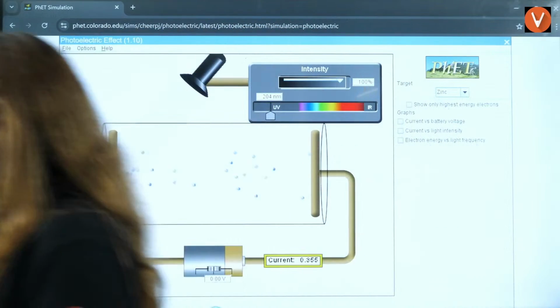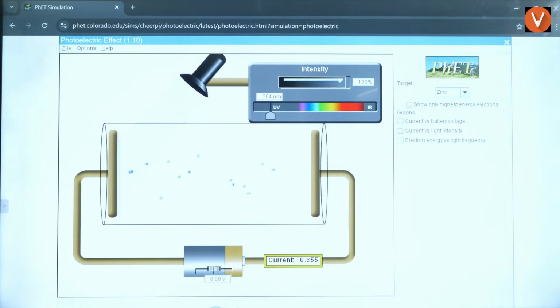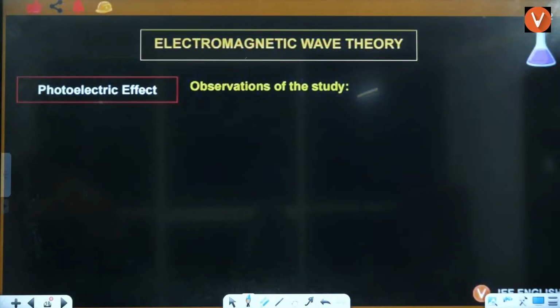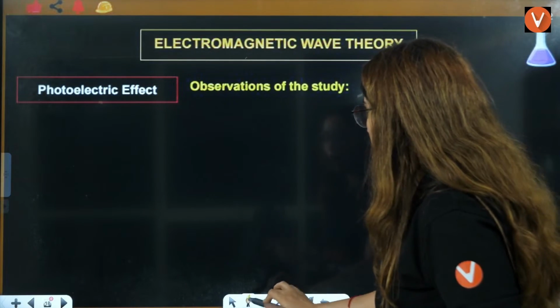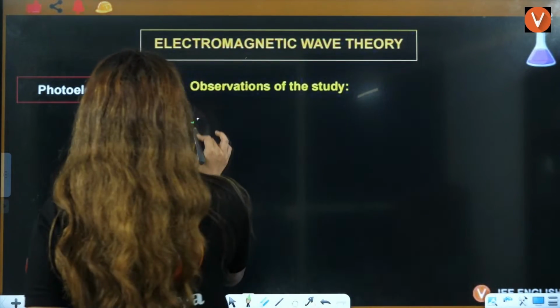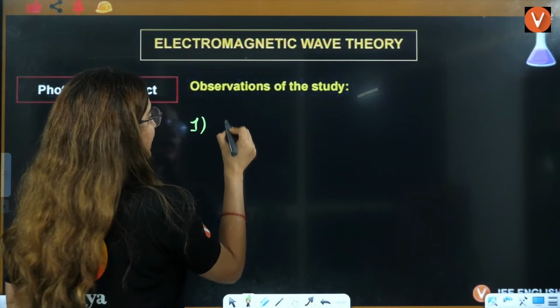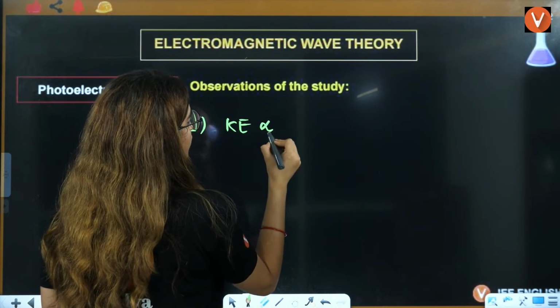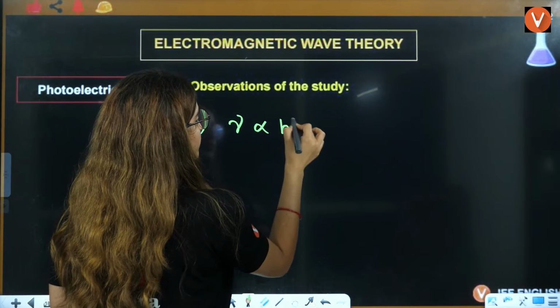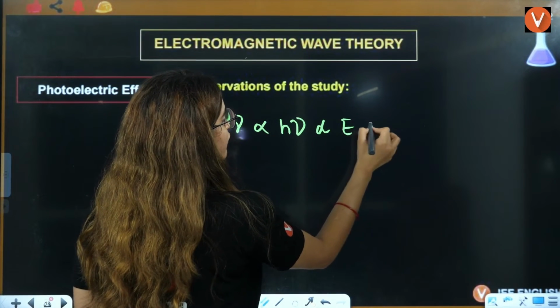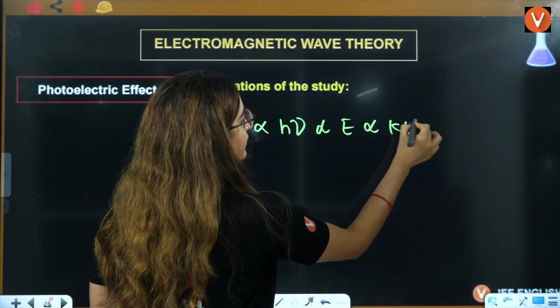So now let's talk about the observations and the graphs here. Then we have some questions and that's it. So first, observation number 1 is that kinetic energy is directly proportional to frequency; h mu, the energy of incident light, will define the kinetic energy.